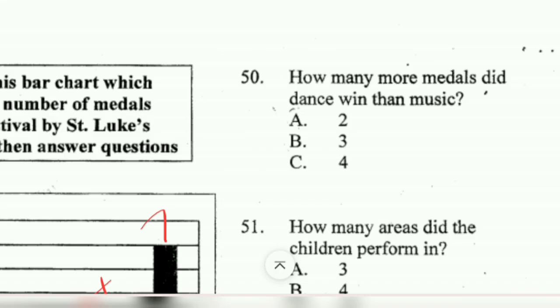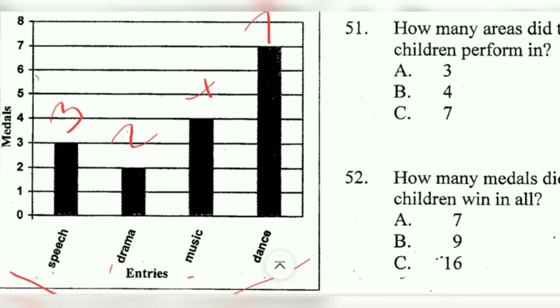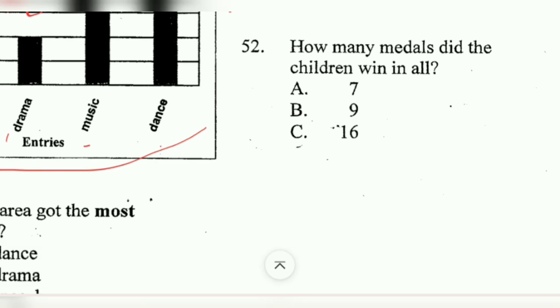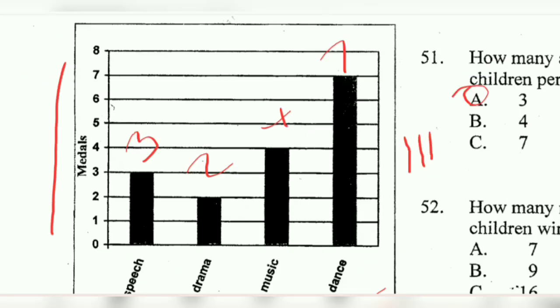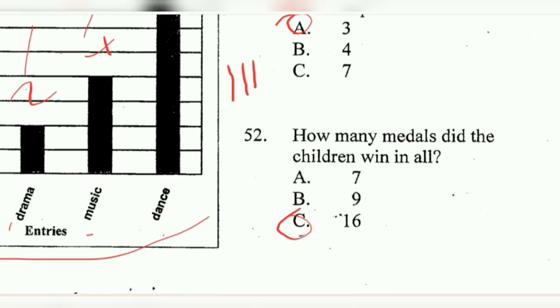All right, let's go to the next item. How many more medals did dance win than music? So let's look at music. That's 4 medals, and dance is 7. So you're taking 4 from 7, or count up from 4 to 7: 5, 6, 7. It's 3 more. All right, 52. How many medals did the children win in all? So you have 7, 7 plus 3 is 10, 10 plus 4 is 14, plus 2 is 16. You have to know how to count up fast and quick.